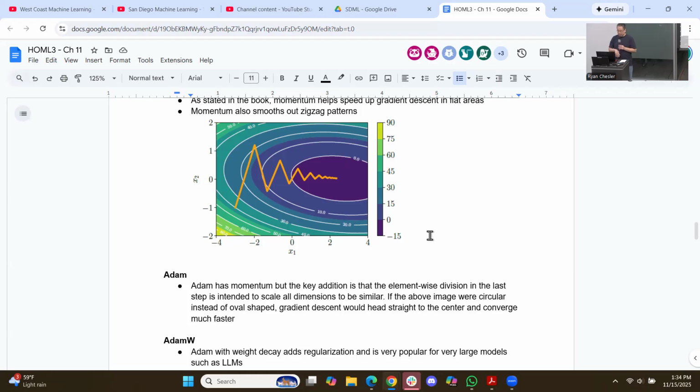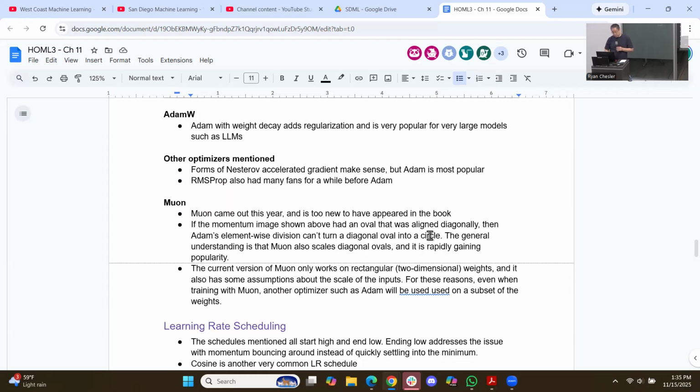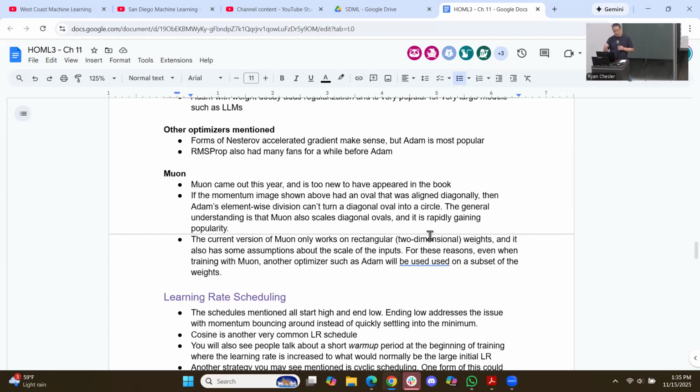And what Muon does by using a very different technique is it can actually take ovals that are not aligned just vertically or horizontally, and it squishes them also to be circles for your optimizer. And so I think Kimi was the first LLM that said we're using Muon and it works a lot faster. And people are still experimenting, so you'll see MuonClip is a variant that has gradient clipping.